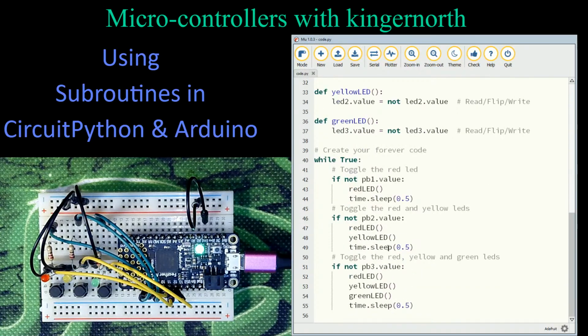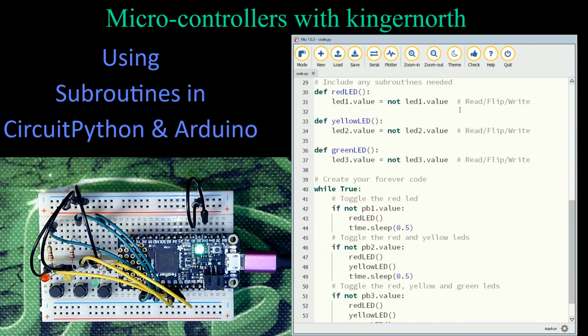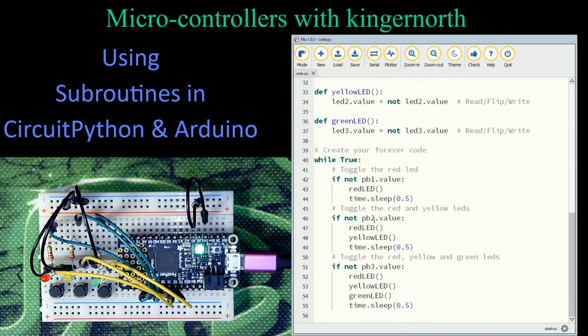So here's the code now to make this work. While true is your main equivalent to void loop in Arduino. So what we have here is toggle the red LED value. If not push button 1, then run the subroutine red LED, which is up here. It says flip and write the red LED, then time sleep for a half a second. Yellow, the second button does the red and then does the yellow, and the third button does the red, the yellow, and the green. Exact same thing.